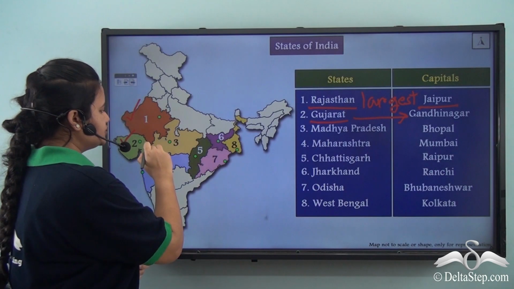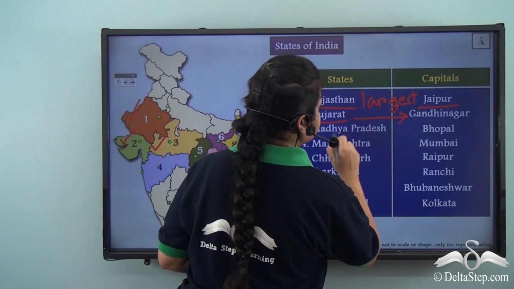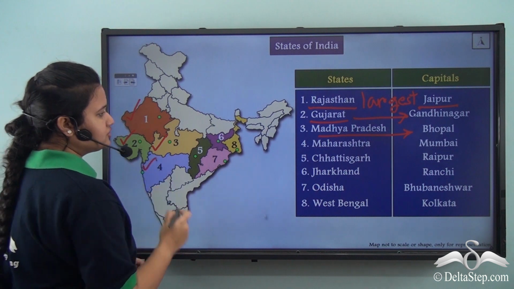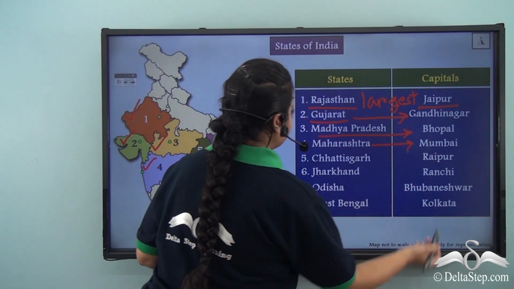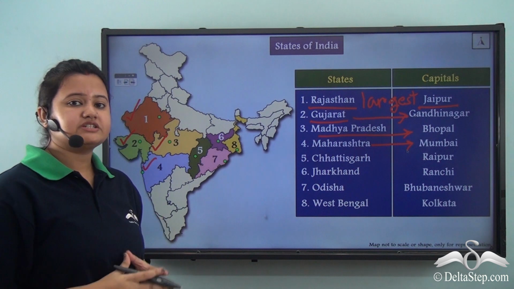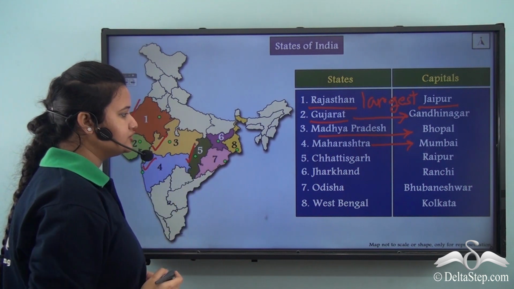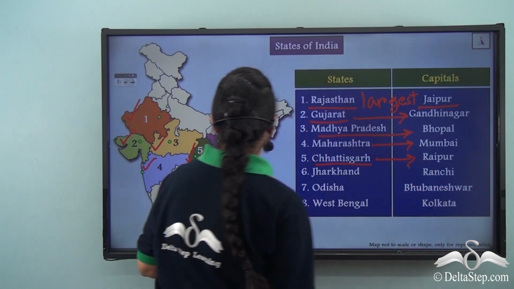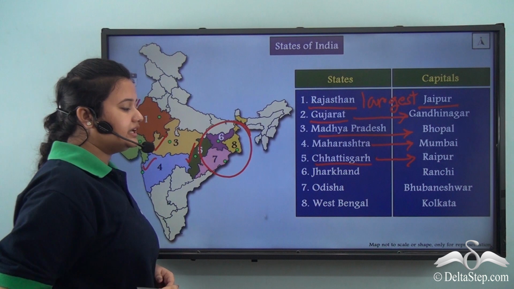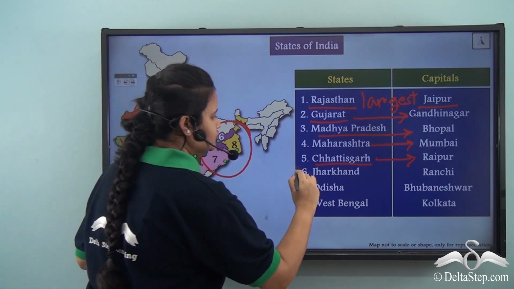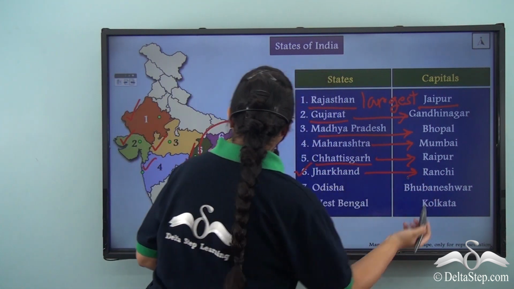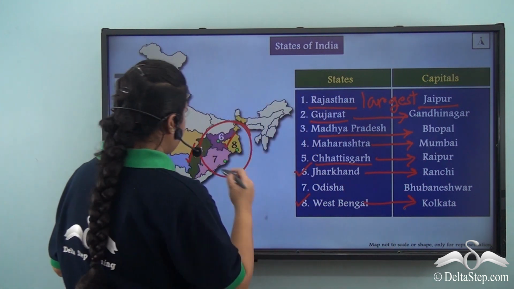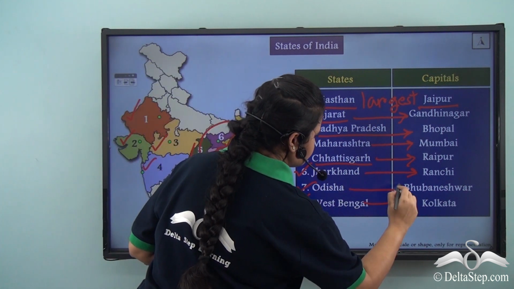To the east of Gujarat, we have Madhya Pradesh with its capital at Bhopal, and to the south of Gujarat, we have Maharashtra with its capital at Mumbai. Another important state located in the central part of the country is Chhattisgarh with its capital at Raipur. The eastern part of central India is covered by states like Jharkhand with its capital at Ranchi. Then we have West Bengal with its capital at Kolkata and Orissa with its capital at Bhubaneswar.